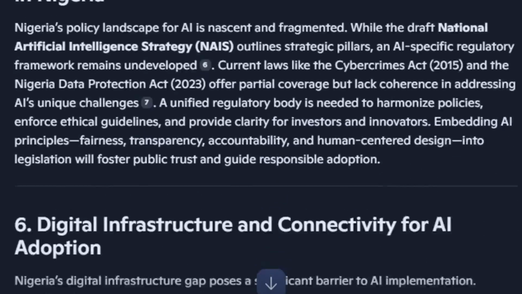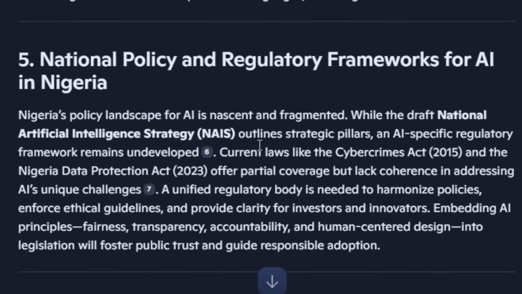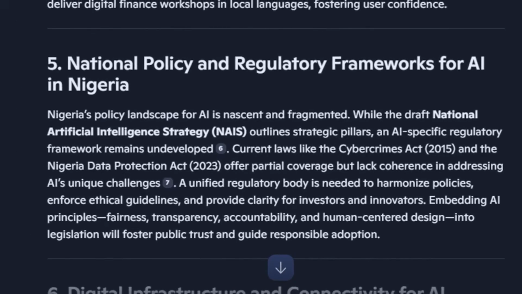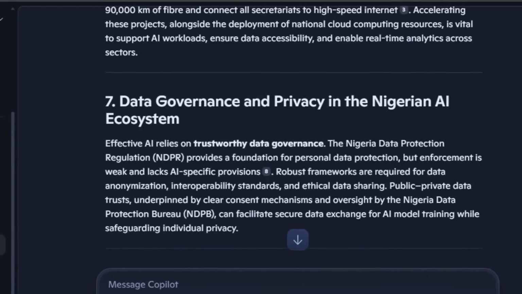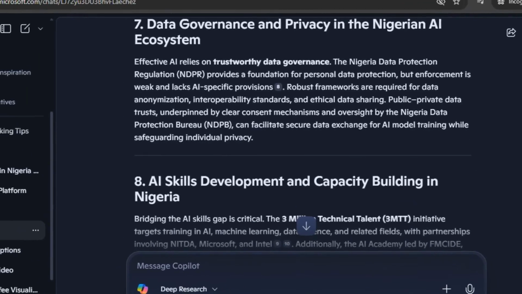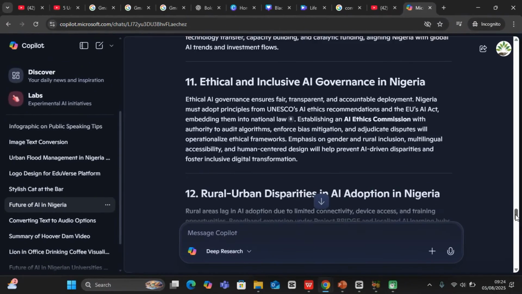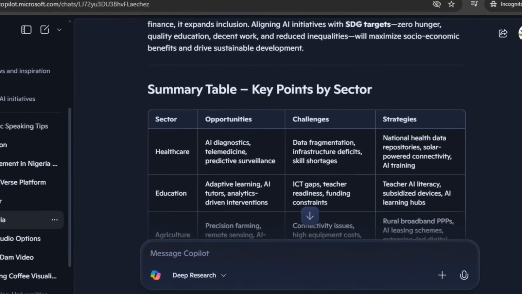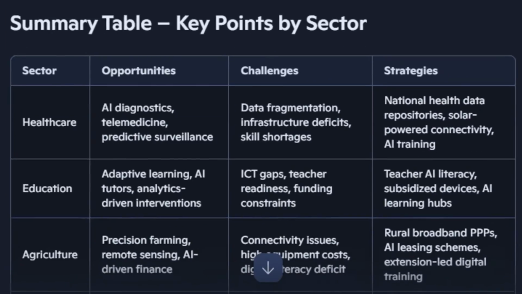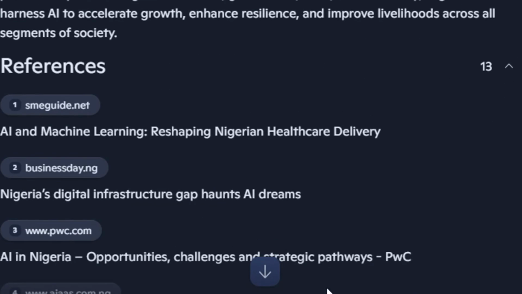You can see in each of the cases, national policy, a regulatory framework for AI in Nigeria. Take a look at the referencing and even the citation it has provided all across. So it's very detailed and it's deep in terms of the research. You can see data governance and privacy in the Nigerian AI ecosystem. And then at the end of it all, it gives us the international collaboration, socioeconomic impact, and even a summary table highlighting key points in each of the sectors. It has highlighted all of those. And then lastly, it gave us the referencing.